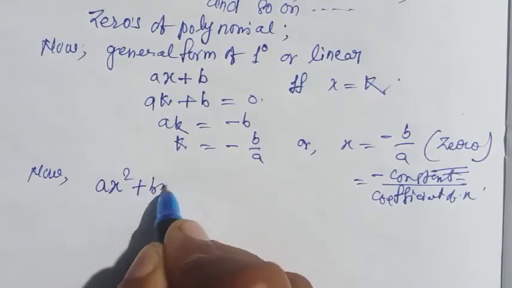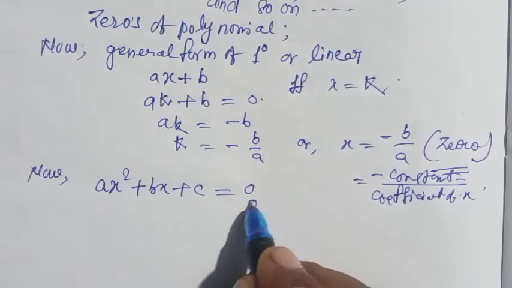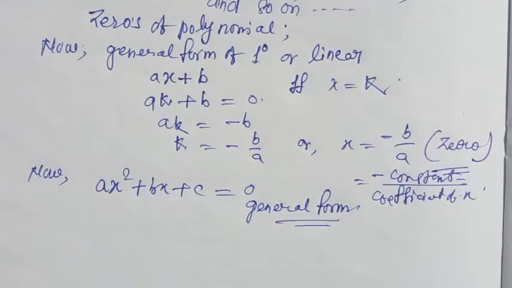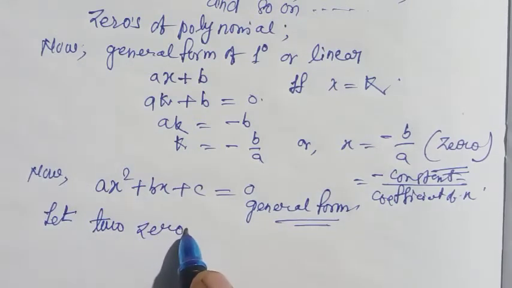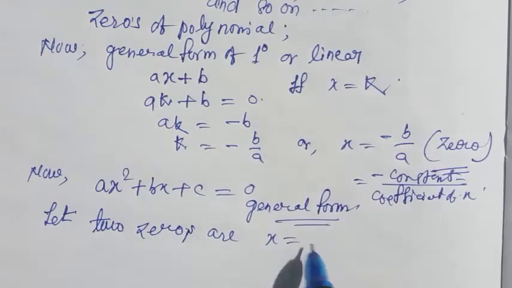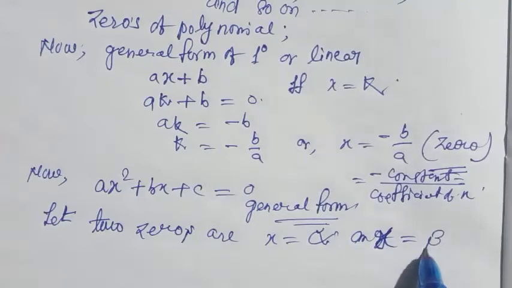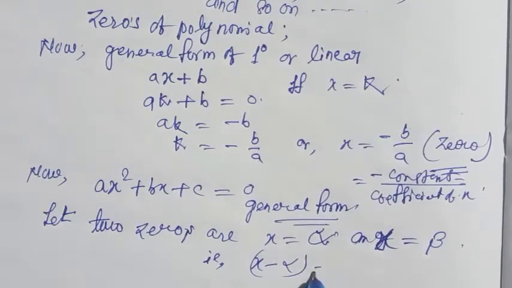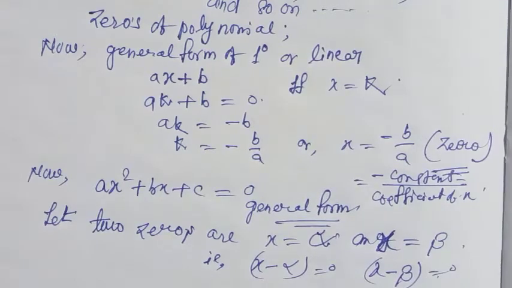Now see the quadratic. General form is ax square plus bx plus c equals to 0. This is the general form of a quadratic polynomial. Let two zeros be x equals to alpha and another x equals to beta. That is, if you bring this side, then x minus alpha and x minus beta. These are the two zeros.